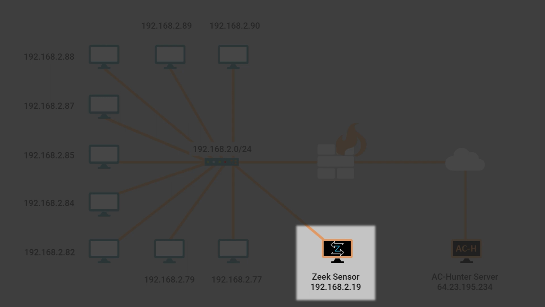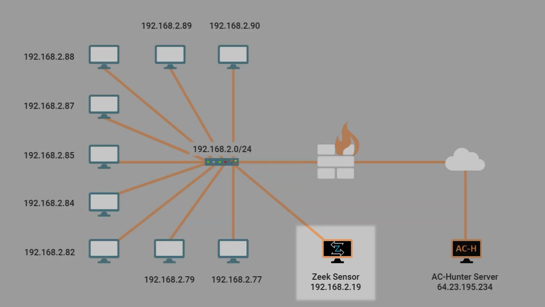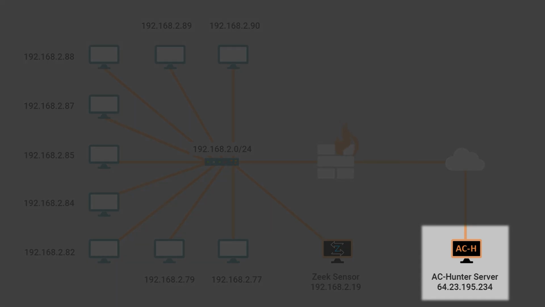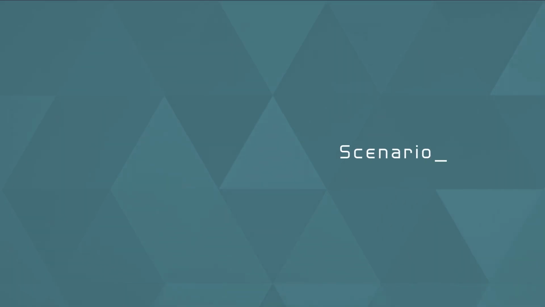A local dedicated Zeek sensor at 192.168.219 is running Ubuntu 20.04, and it pushes hourly logs to a cloud-based AC Hunter server located at 64.23.195.234. The server also runs Ubuntu 20.04. Now, the same cloud server also runs Beaker, allowing us deeper insight into the network traffic.